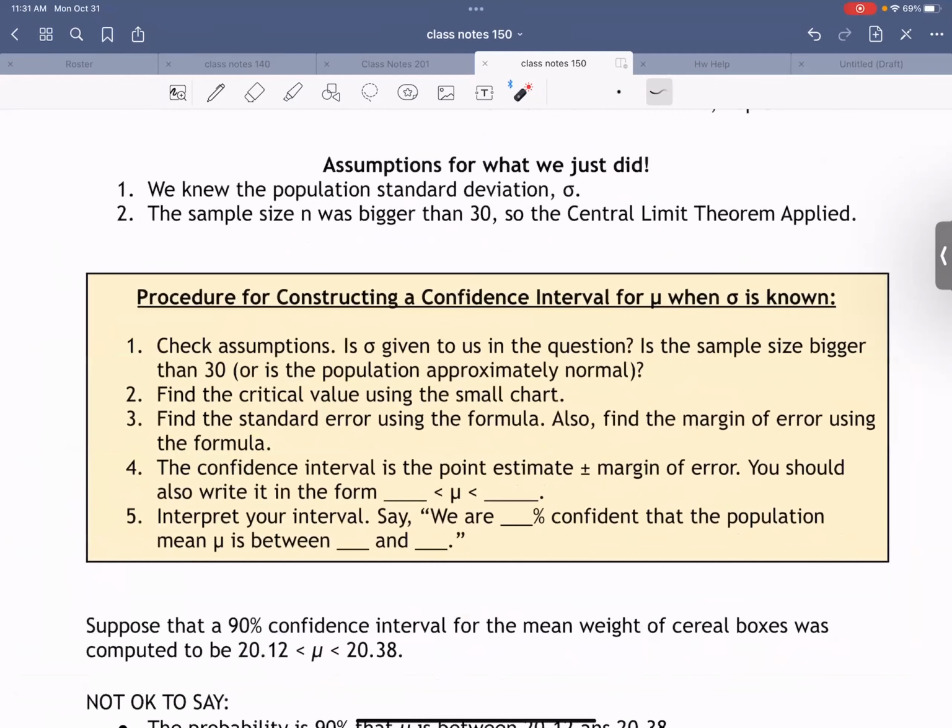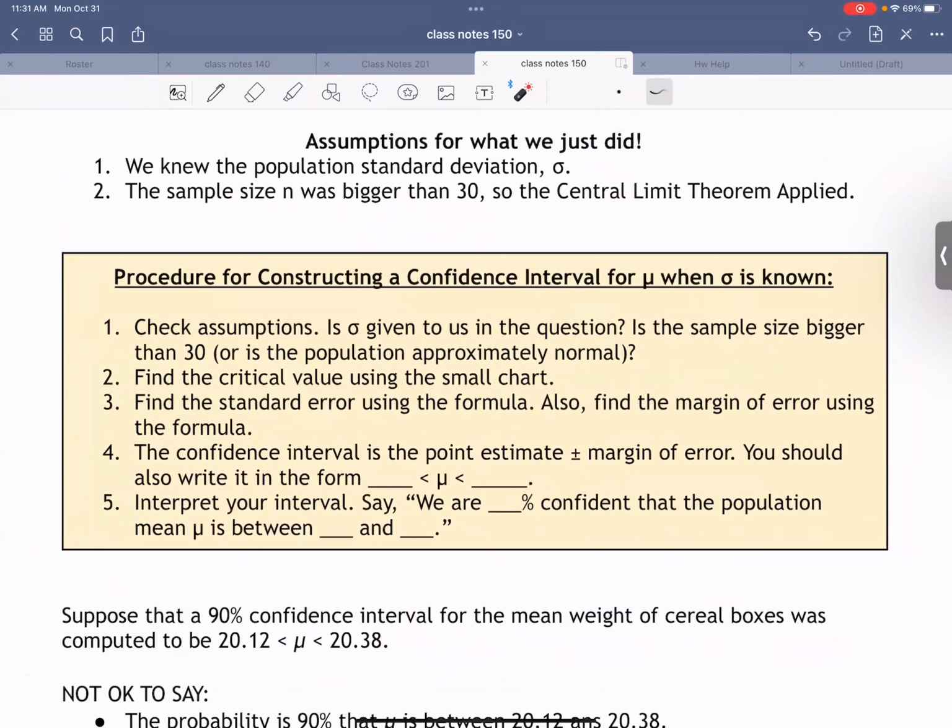Putting this together, when we do a confidence interval question, the first thing we have to do is see if we can actually do it. Now in this class, I'm probably not going to give you a question where you can't do it, because it would be kind of useless to give you a question like that. But I do want you to explain why you can do the question. So before you do it, you're going to check your assumptions. You're going to say if the sample size is bigger than 30, or if the question says the population is either normal or approximately normal.